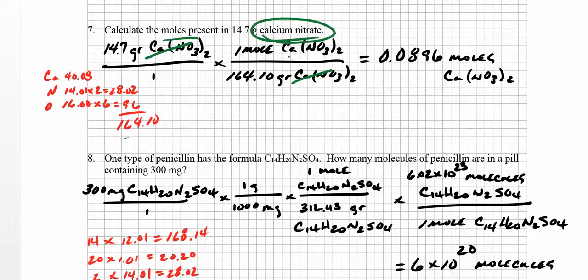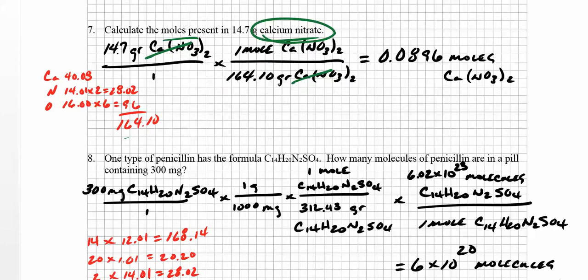Now I have to determine the number of grams that 1 mole weighs. I'm just going to add them up. Calcium 40.08, right off the periodic table. Nitrogen, notice in the formula, nitrogen is present twice. It's in the parentheses, and there's a 2 outside of there. So I'm going to say 14.01 times 2 is 28.02. For oxygen, it's times 6. There's a 3 here and a 2 here. So 16.00 times 6, add that up, you get 164.10.